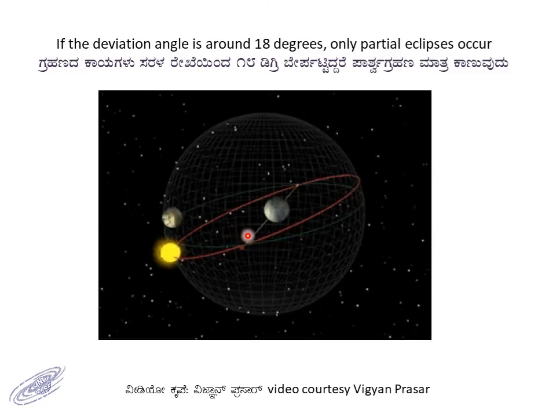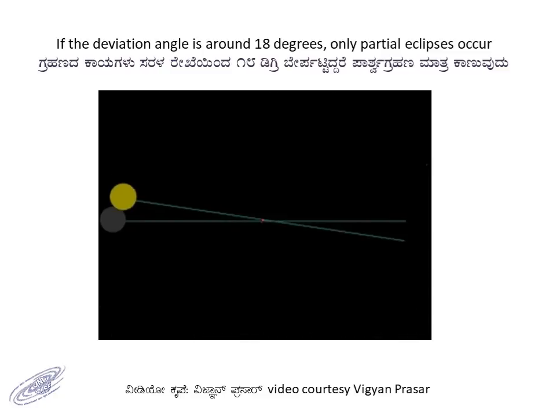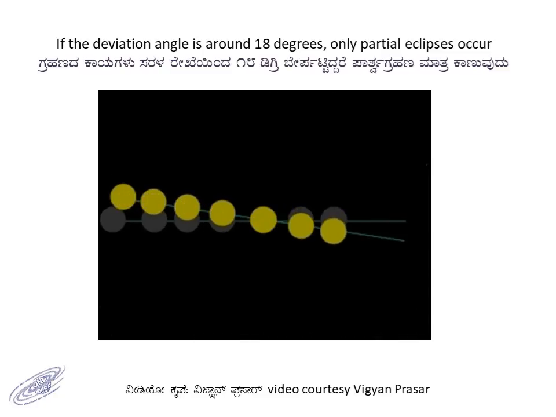This animation shows the same effect. This is the node. If the eclipse occurs here, it is going to be partial, as is seen here. And if it is nearer to the node, you will have a total eclipse. The extent of the partial phase is decided by this angular separation.